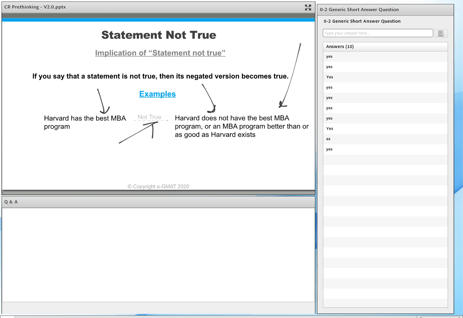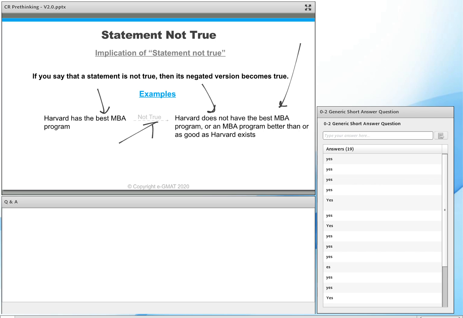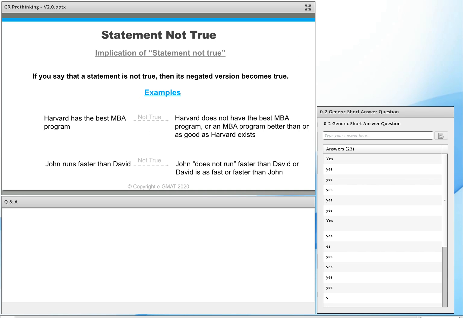Yes. So when you say a statement is not true, by default, you're also saying that its negated version is true. Let's take another example. John runs faster than David. If you say that's not true, by default, you're also saying that John does not run faster than David, or David is just as fast or faster than John.